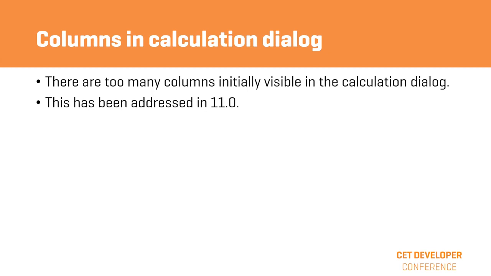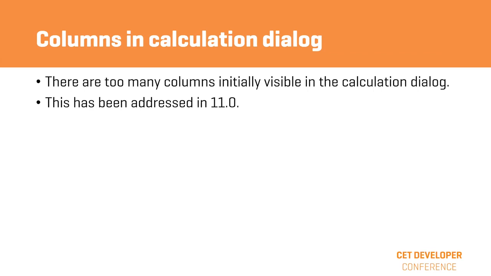So we had an issue, but perhaps you could call it a glitch, in the calculation dialog. When you start a new instance of CT Designer and you place an object in the drawing, you bring up the calculation dialog. You have a ton of different columns visible by default, and you have to scroll back and forth, and then eventually you decide to hide quite a lot of these columns. But basically there are too many columns initially visible there.